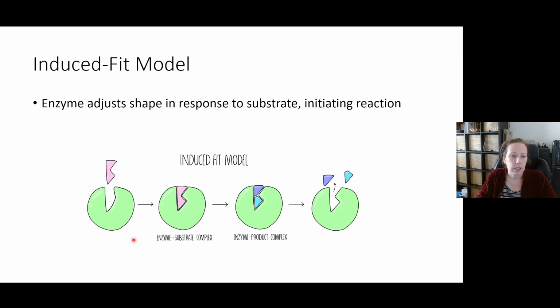So you see the enzyme here, it's not exactly the same shape as the substrate, but then the substrate inserts itself, and the enzyme actually adjusts its shape to have a fit. And initiates that reaction, and then you get the two products.